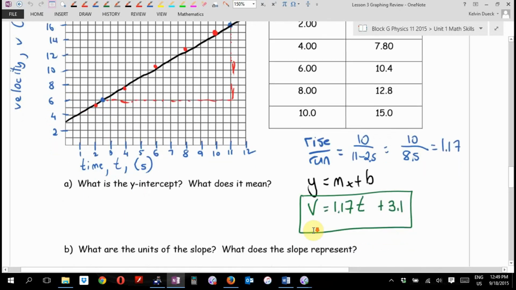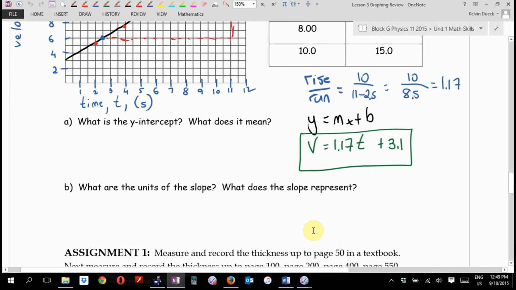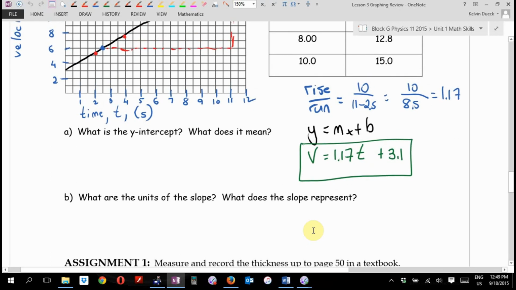Okay. Now, part A says this. What is the y-intercept? As a number, what is the y-intercept? My y-intercept is 3.1. But what does it mean? What is it telling me? Yeah. Where on the y-axis your line goes through? Here's what you've said. The y-intercept tells me the y-intercept.